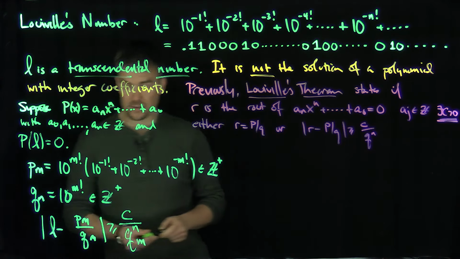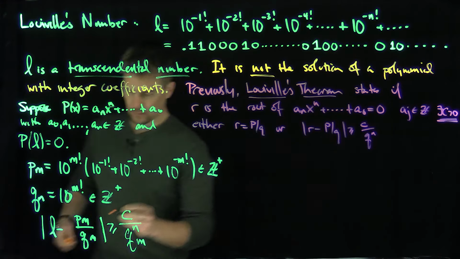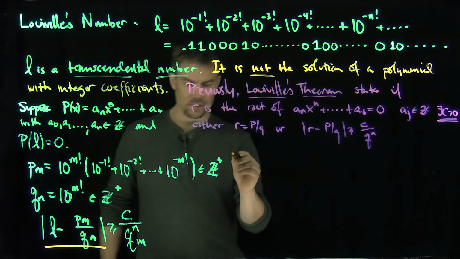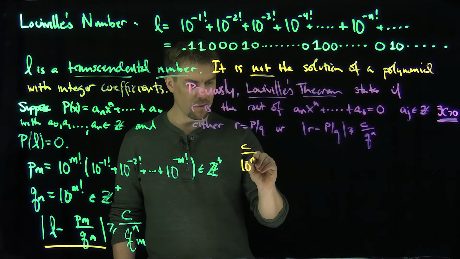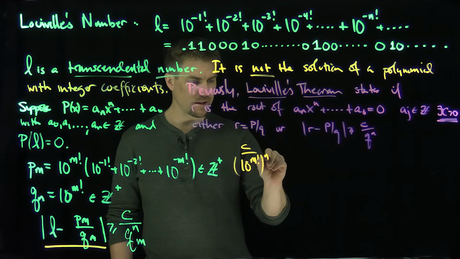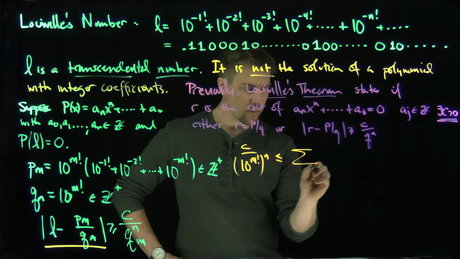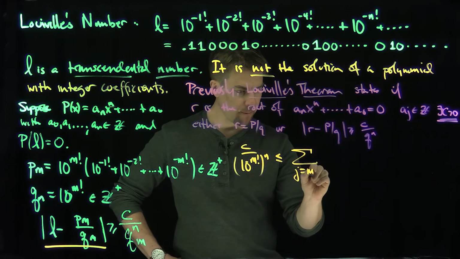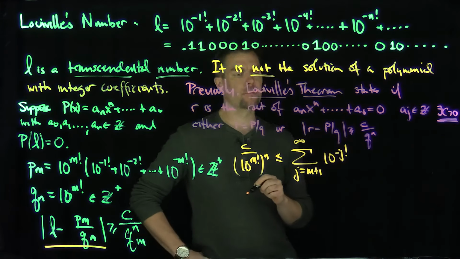Let's estimate the difference of L and Pm over Qm. So what is that difference over there? This difference over here, so C over Qm, where Qm is going to be 10 to the m factorial, raised to the n, is less than or equal to, well, it's just going to be the sum, j goes from m plus 1 to infinity of 10 to the negative j factorial, okay?